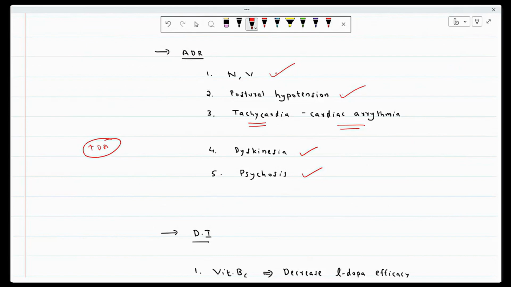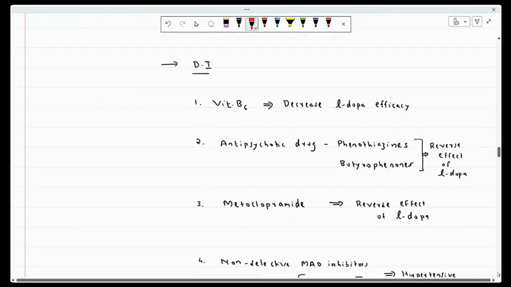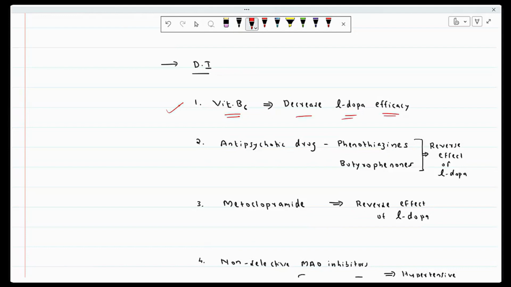So psychosis can also happen, because if it increases the dopamine level beyond the limit, it can get into psychosis. Okay, so these are the ADRs you need to remember: nausea, vomiting, hypotension, tachycardia, dyskinesia, psychosis. Hope it is clear. Now coming to the drug interaction of levodopa, I already told you which vitamin should not be given. Yes, vitamin B6 or pyridoxine should not be given because it is a cofactor of the peripheral dopa decarboxylase enzyme. So the efficacy of levodopa will be decreased.